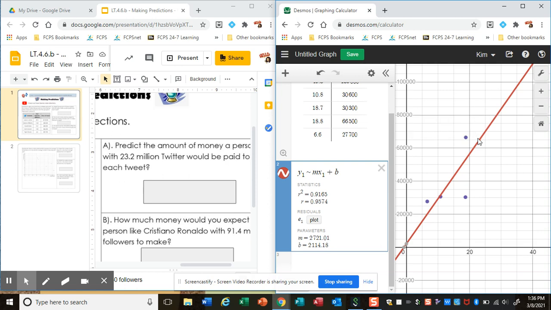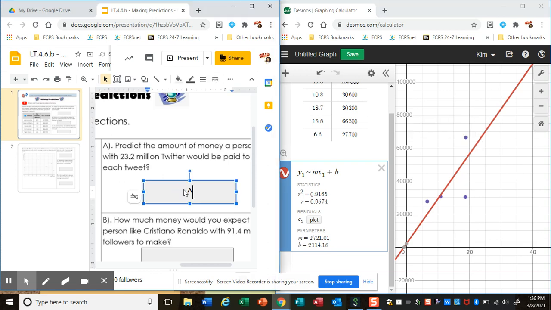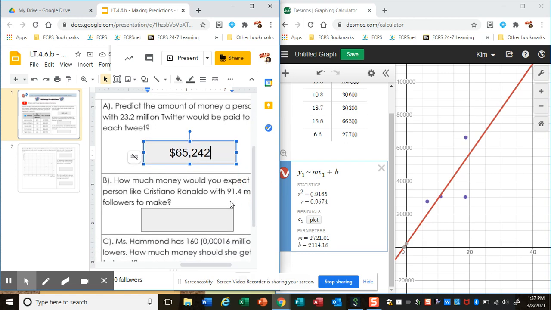$65,242. And I rounded it. So I rounded it to the nearest whole dollar.